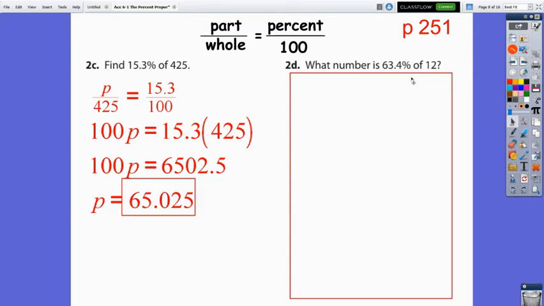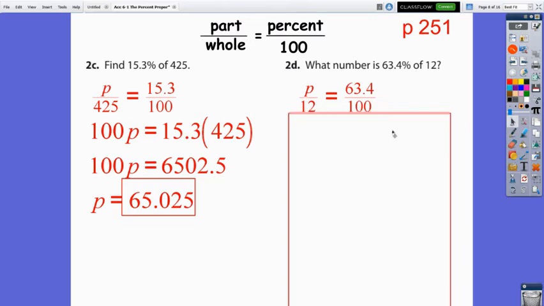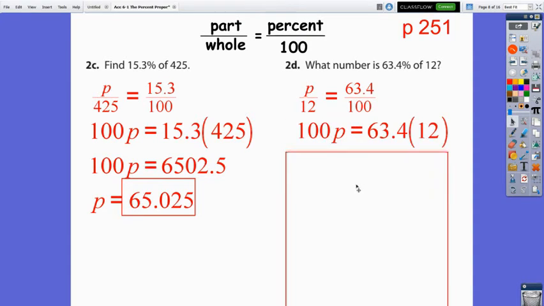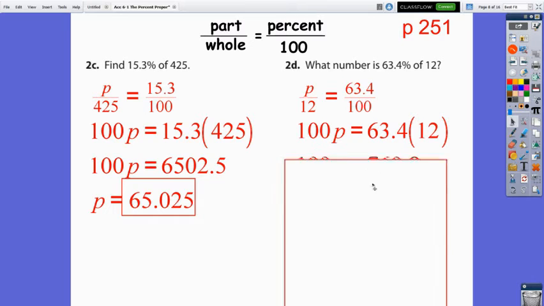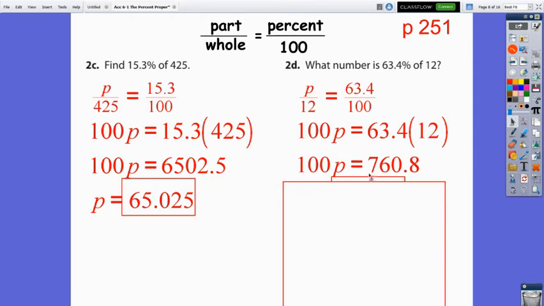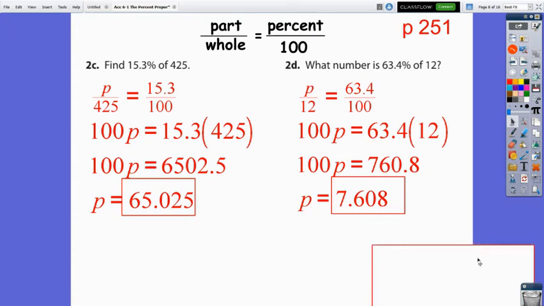What number is 63.4% of 12? So 63.4 is the percent, so it's that over 100 equals what out of 12? Cross multiply. 100p equals 12 times 63.4. That's 760.8. Move the decimal point to divide by 100, 7.608.